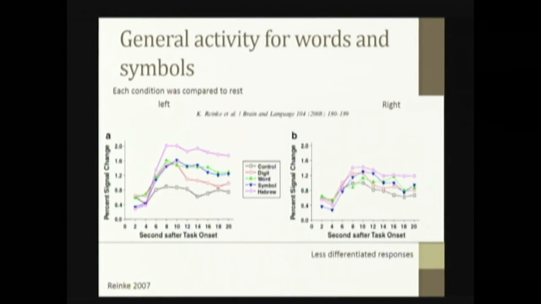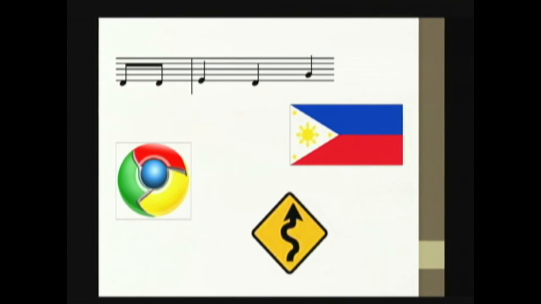So even for words and symbols that might have some sort of meaning, will show response. And again, the type of symbol, the type of communication is very vast. You communicate with music notes. People read these and make musical themes out of them. You can see a flag and recognize an identity of a country. Everybody knows the Chrome logo or the traffic sign. This traffic sign is an important one. You see the traffic sign and you know what kind of action to take.